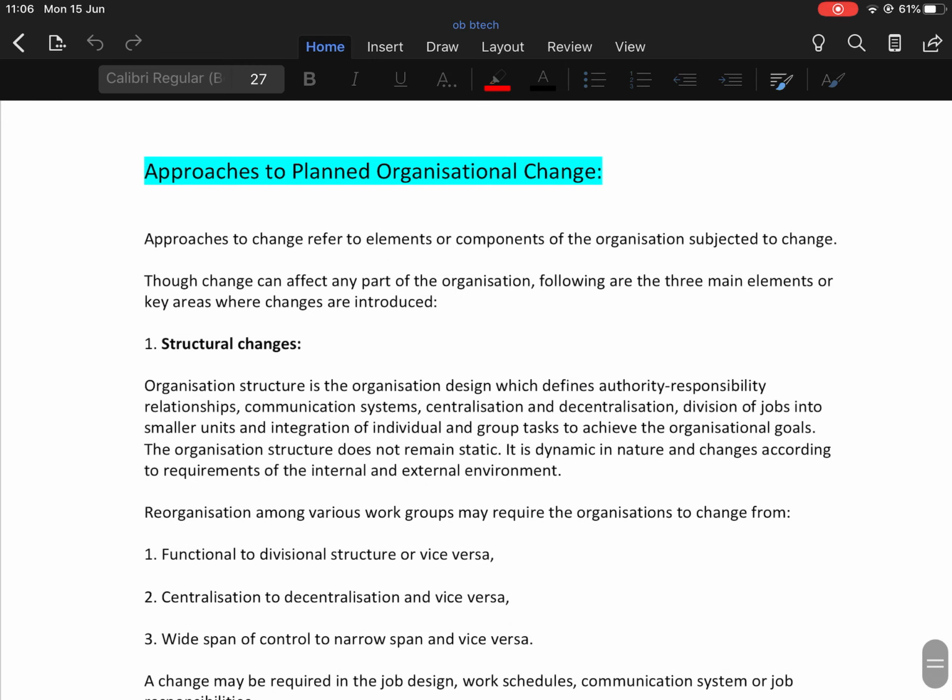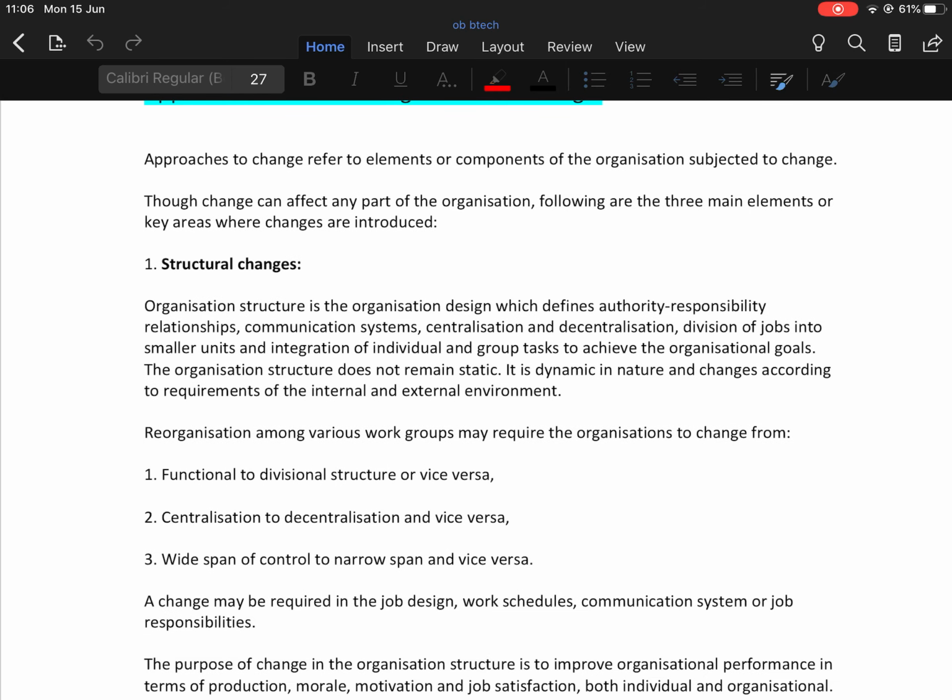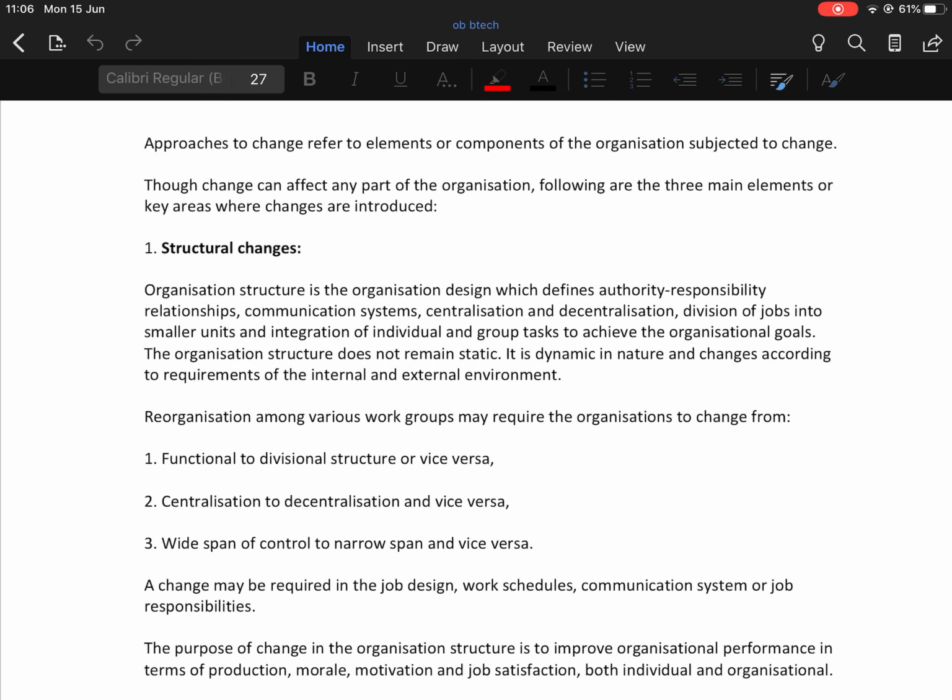Now approaches to planned organizational change. The following are the approaches to planned organizational change. First is structural changes. Organizational structure is the organizational design which defines authority, responsibility, relationship, communication system, centralization and decentralization, division of jobs into smaller units, and integration of individual and group tasks to achieve the organizational goals.